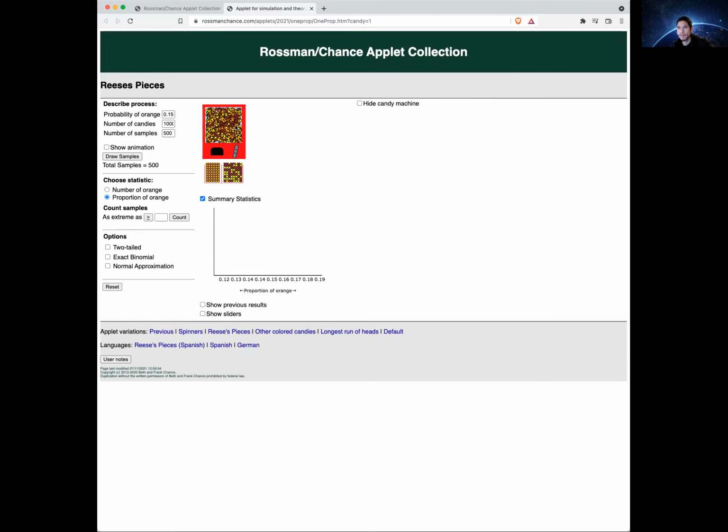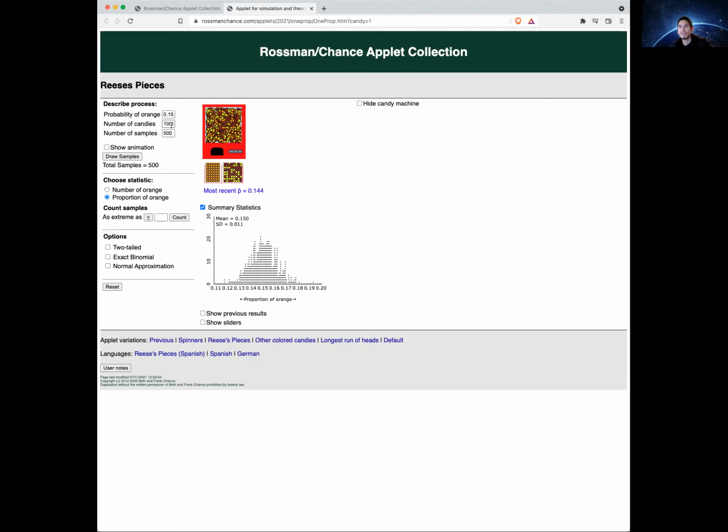Hopefully this thing doesn't explode. Looks like it's being overloaded here. Ooh, I broke it. That looks pretty interesting. But wow, you can see the standard deviation even went down by a factor of 3.01.